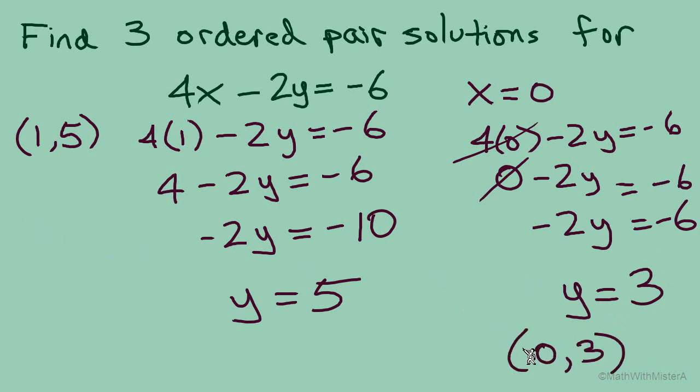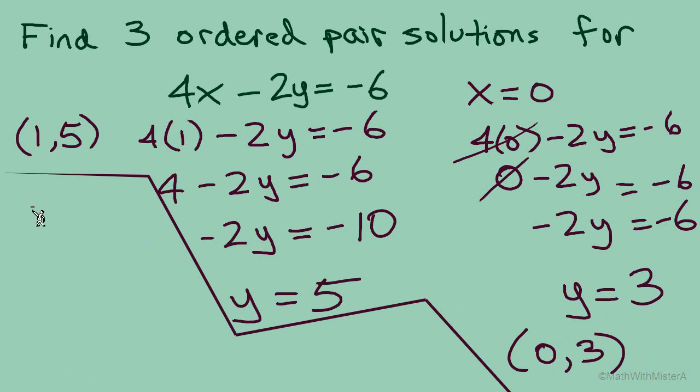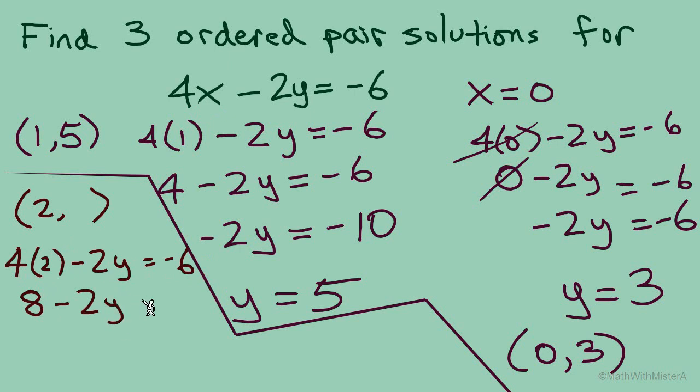For our last ordered pair solution, we'll choose x equals 2. And I'll squeeze some space in right here. x equals 2. So I have that much of the ordered pair figured out. Putting 2 in place of x in this equation, 4 times 2 minus 2y equals negative 6. Simplifying 4 times 2, we've got 8 minus 2y equals negative 6. We'll take away 8 from both sides. It leaves us with negative 2y equals negative 14. And lastly, dividing by negative 2, y equals positive 7. So there's our third ordered pair, (2, 7).